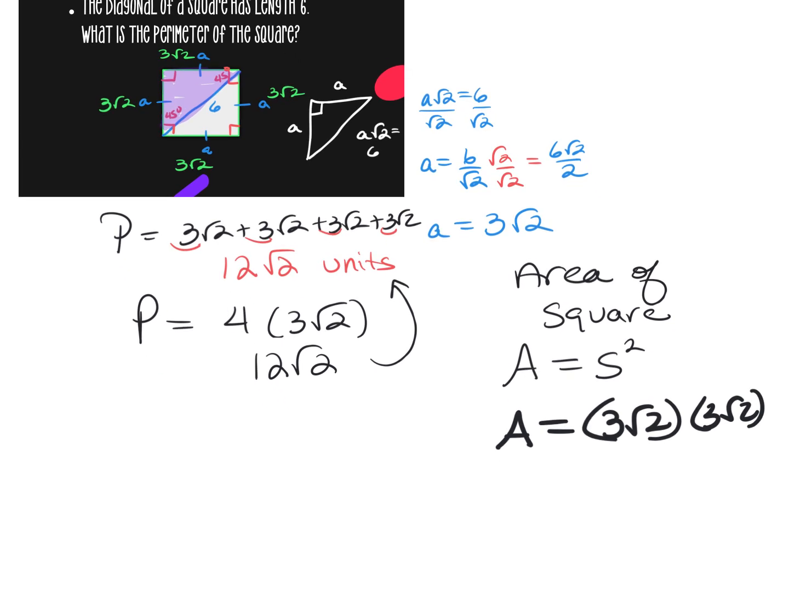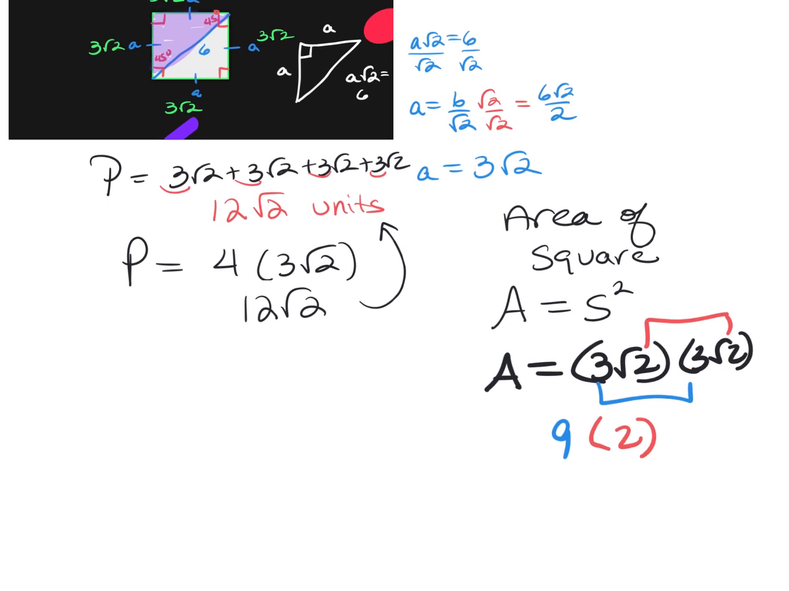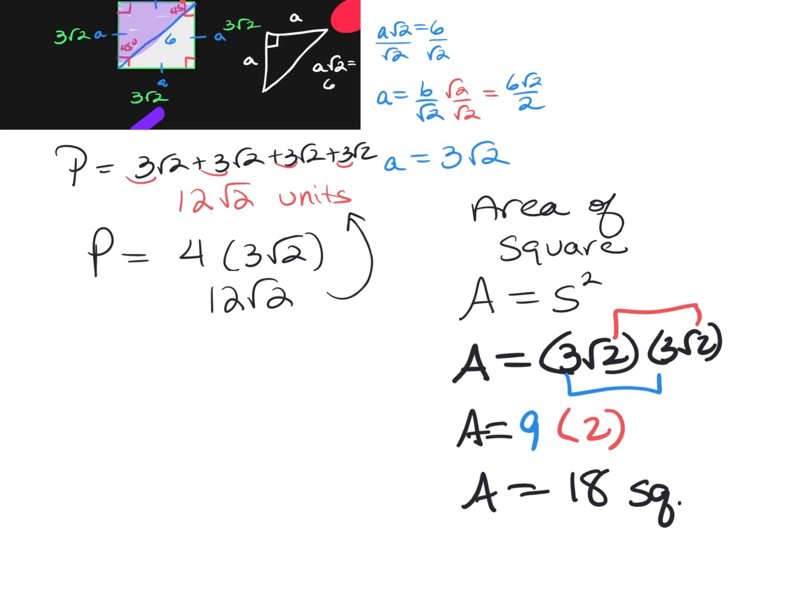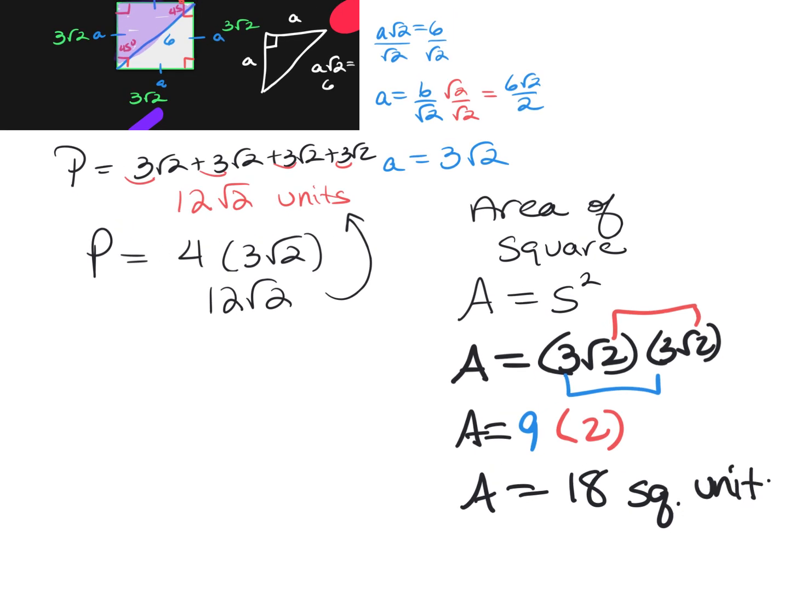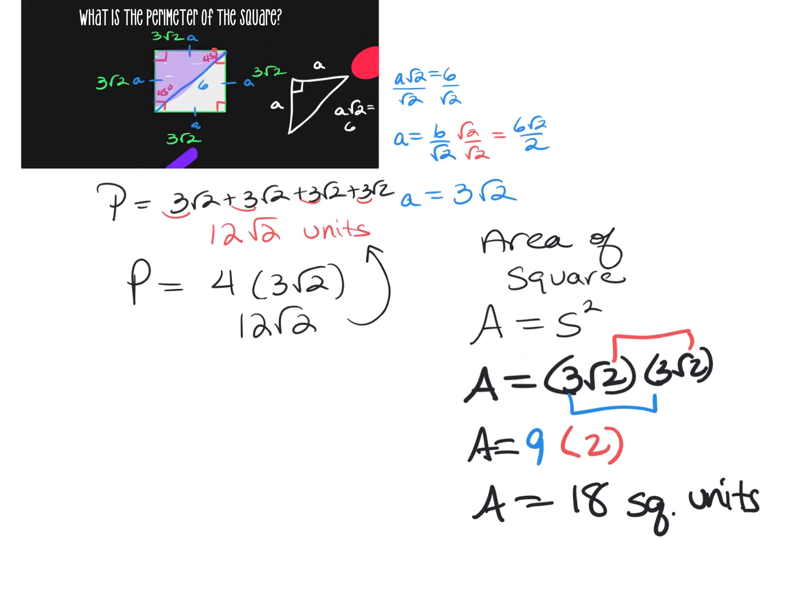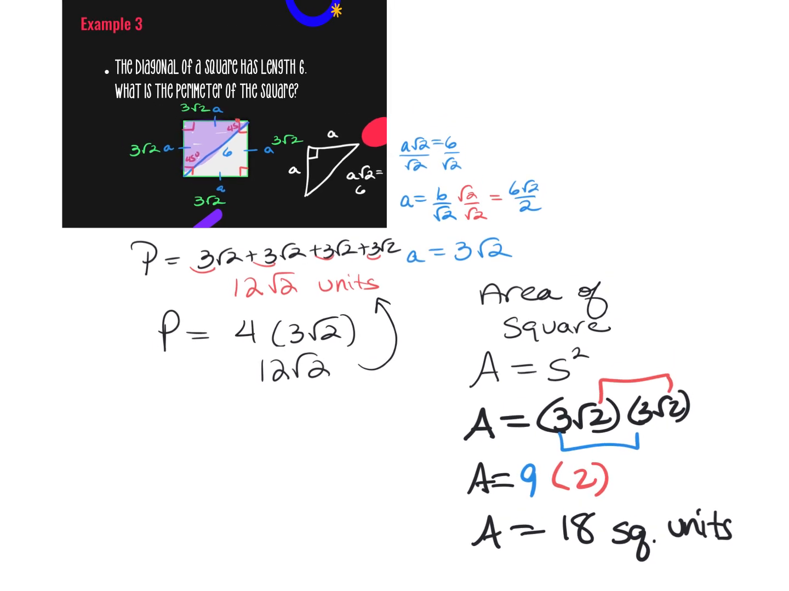Multiply the two outside numbers. 3 times 3 is 9. You got a pair of 2's, square root 2's, so the 2 comes out. So the area here is going to be 18 square units. So be able to do both perimeter and area.